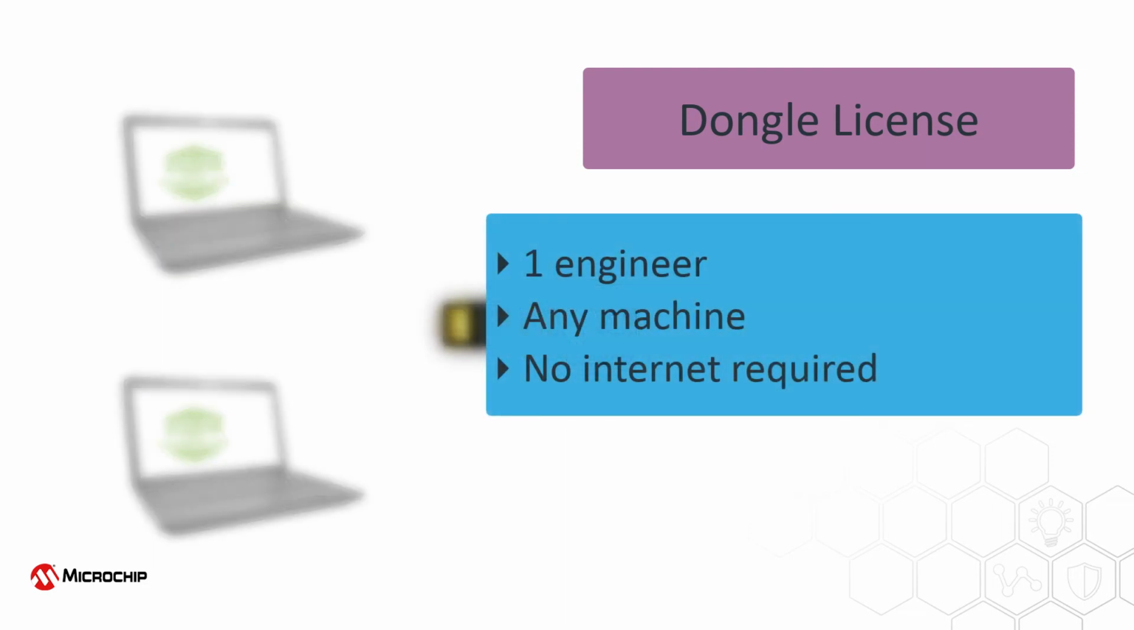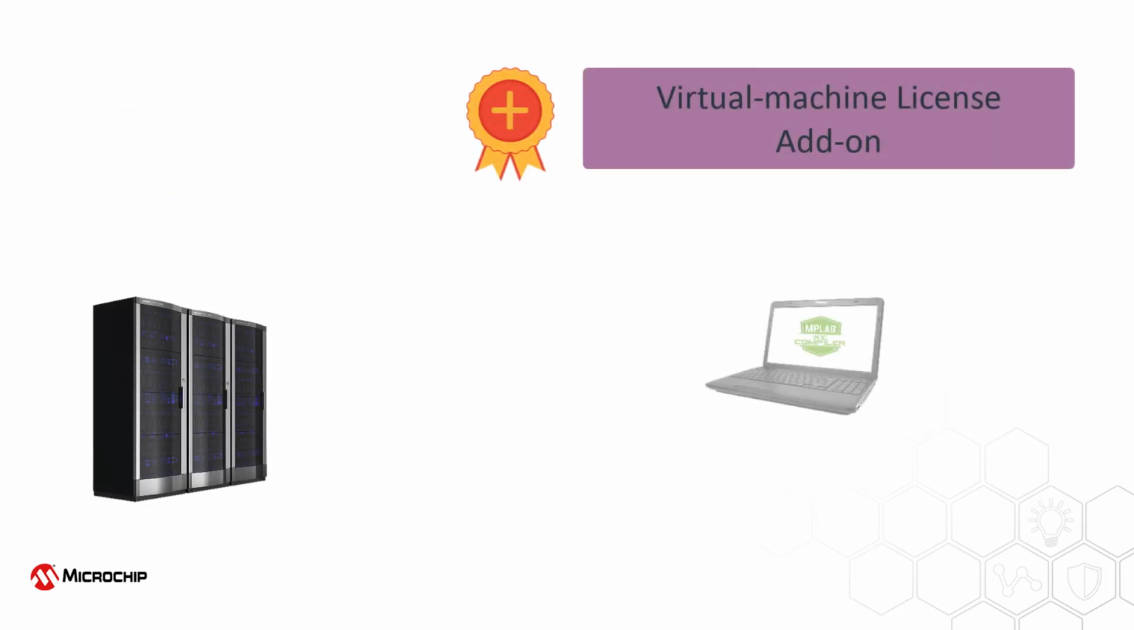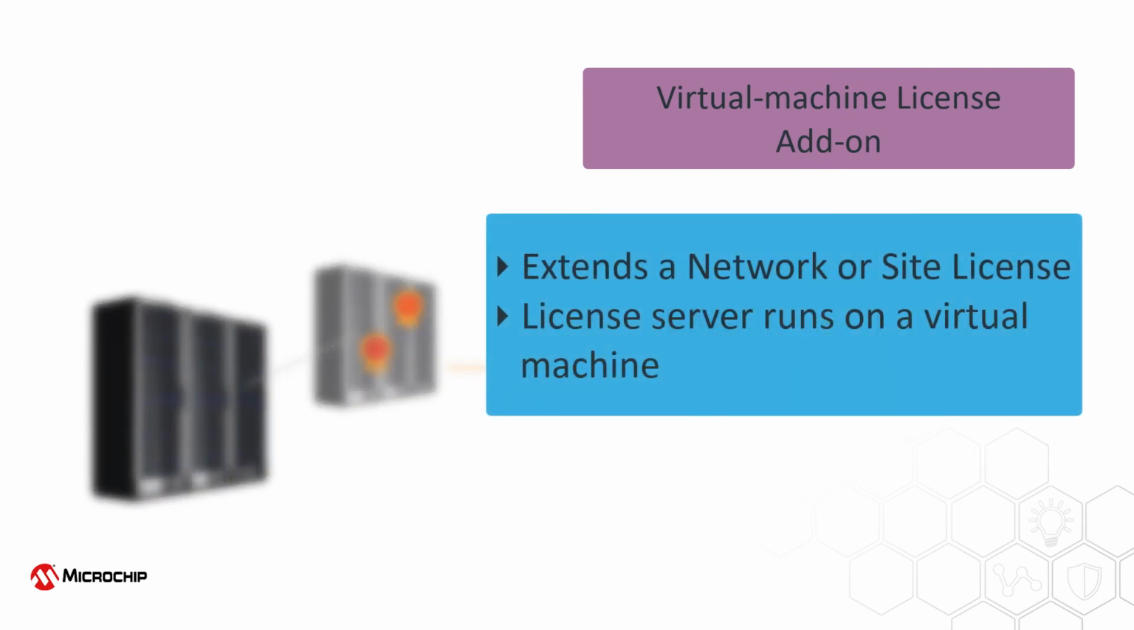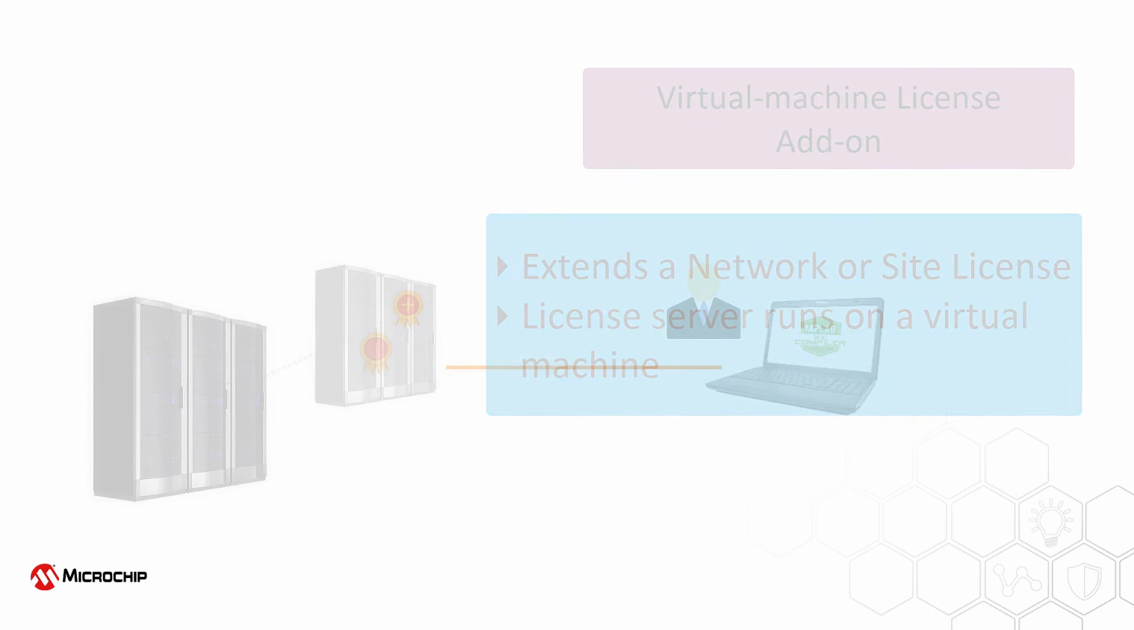Choose this license if internet access is not permitted when the compiler is executed, or if you want freedom in terms of who can use the license and from which machine. The Virtual Machine License add-on complements a server-based license, allowing that license to be accessible from a virtual machine. Choose this license add-on if you already own a network license or site license, and the license server needs to run on a virtual machine.